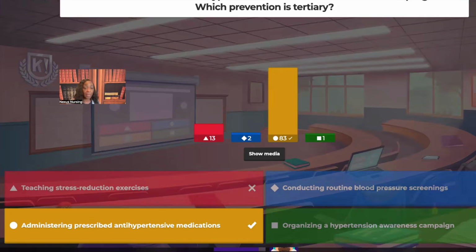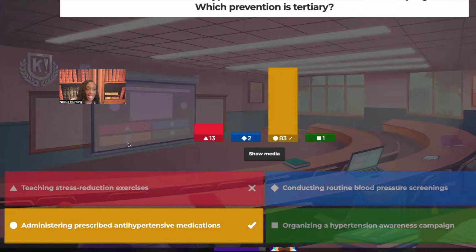Okay, administering prescribed antihypertensive medications. Why? Remember, in tertiary, they already have it. We just want to keep it from getting worse. This patient already has hypertension. We just want to keep it from getting worse, right? So we're going to give them their antihypertensive medication so they don't have a stroke.